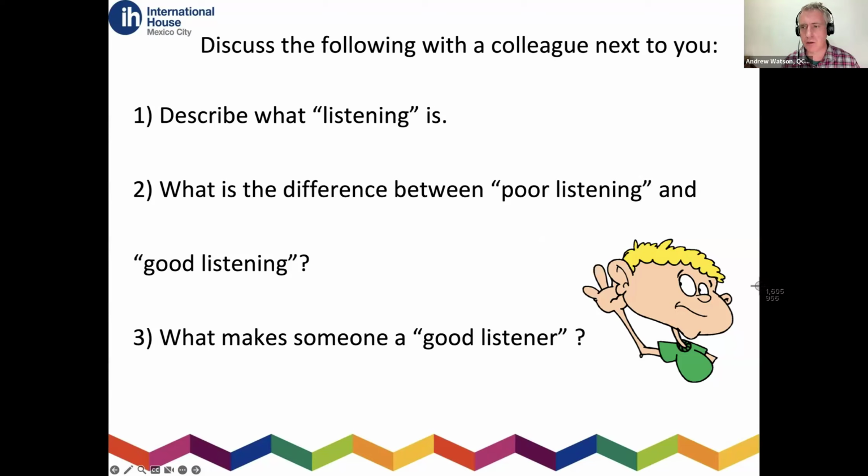I'll share the questions into the chat so that when you go into the breakout rooms, you can still see the questions. Okay, so discuss with your trio. I'll put you into 4 breakout rooms, which should be enough. I'll give you about literally 4 minutes for these 3 questions. Starting now.